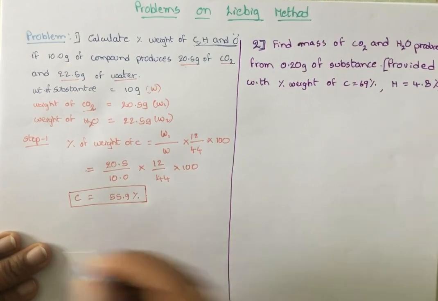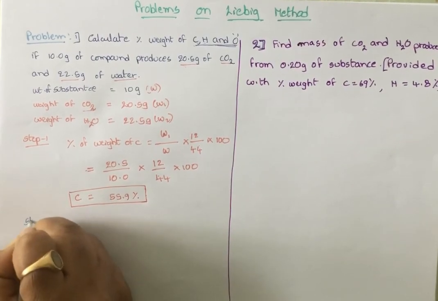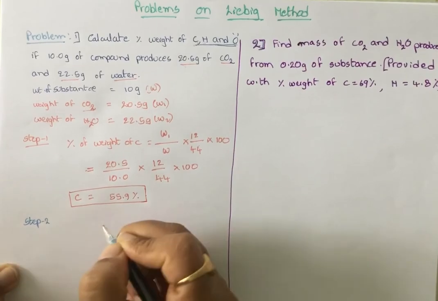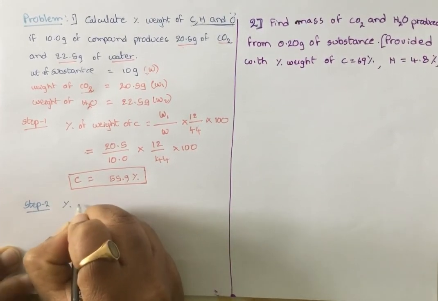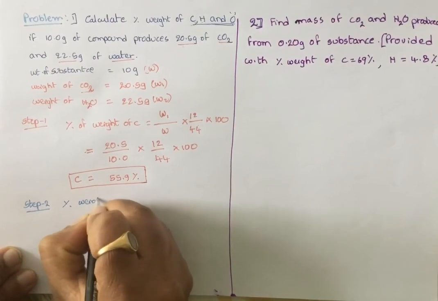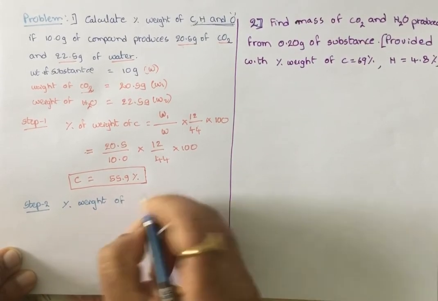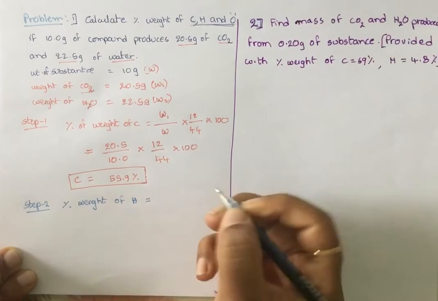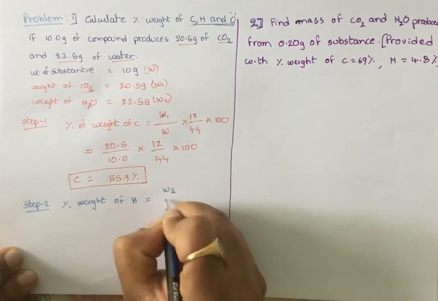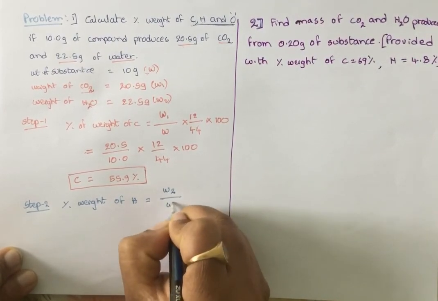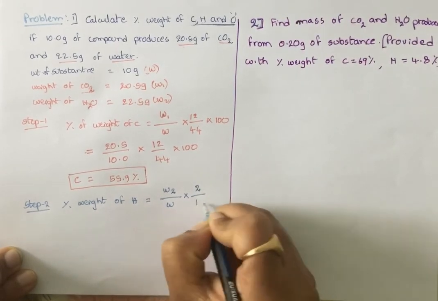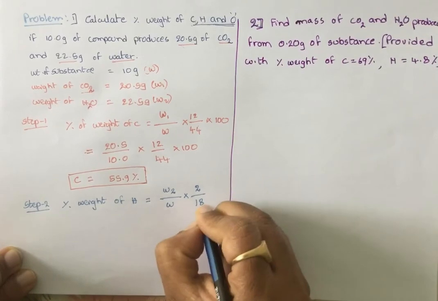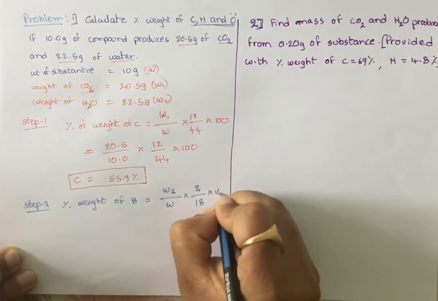55.9% is there. Next, step 2 is what? Step 2 is you have to calculate percentage weight of hydrogen. How can I calculate this? What's the formula? W2, weight of H2O, divided by weight of the substance taken, W, should be multiplied with 2 by 18, the molecular weight of water, and should be multiplied with 100.